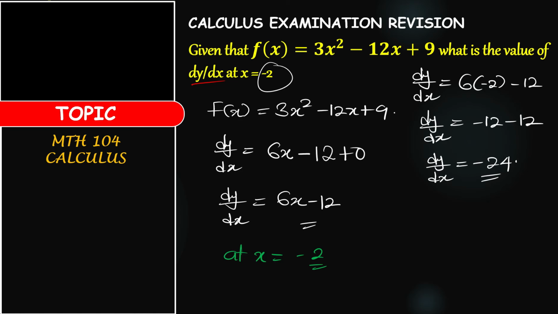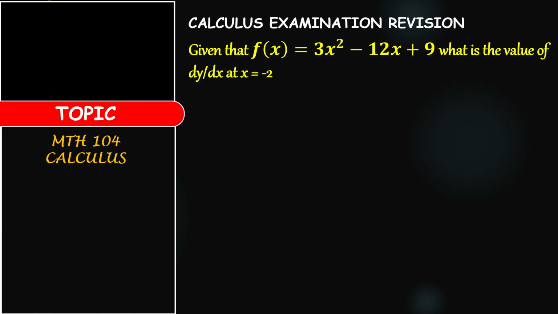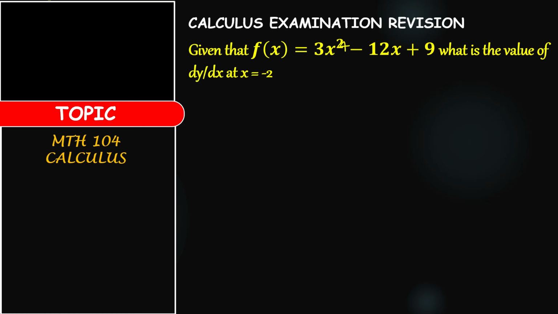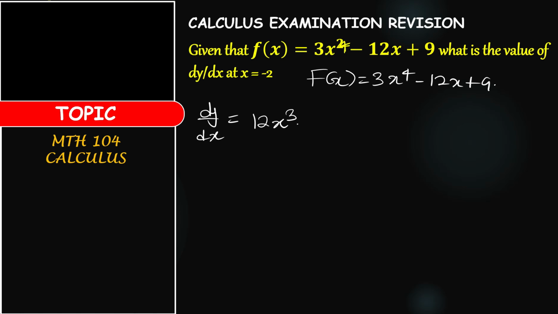Alright, but I don't think that is what they have here. That's why I said the answers might be a little different from the options, based upon the fact that in the questions there may be a mistake. So the power here is not clear, so if we have 3x raised to the power of 4, now first of all let us find dy/dx. Let f of x be 3x to the power of 4 minus 12x plus 9. If you differentiate this, it is going to give us 12x to the power of 3 minus 12 plus 0.